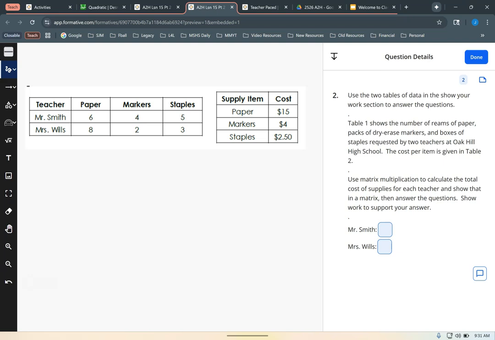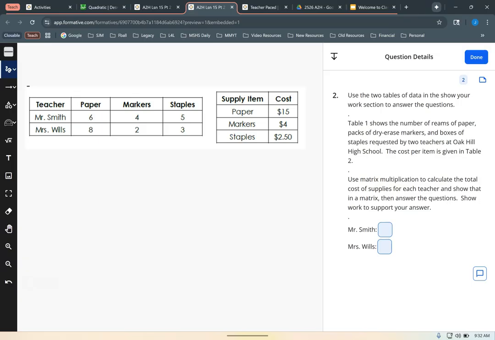You read through the problem right here. It's everything I just said to you. Is straightforward like that, right? And then we're going to use matrix multiplication to calculate the total cost of supplies for each teacher and show that in a matrix for our answer. Then we're going to answer the questions below. So the work part is us doing the matrix multiplication, okay?